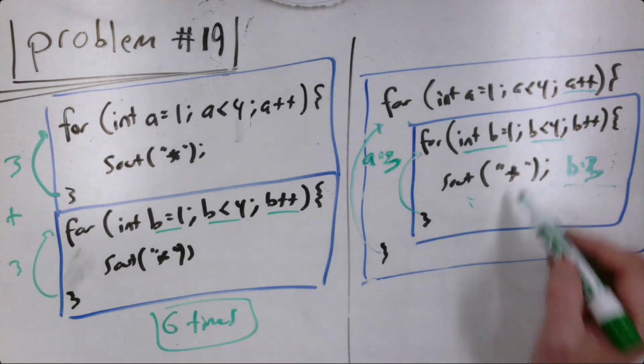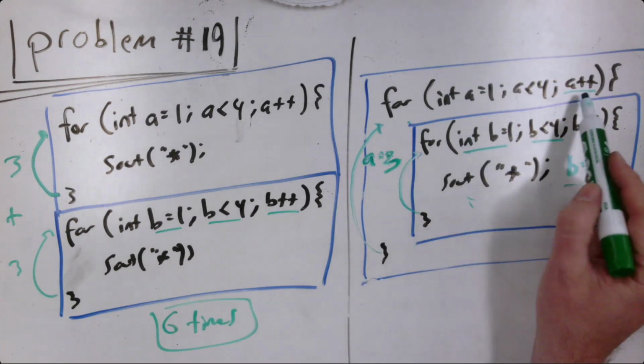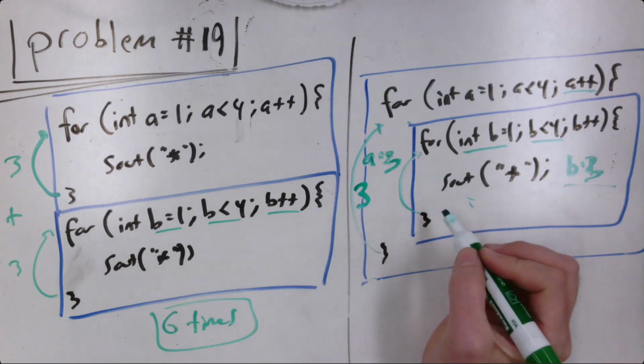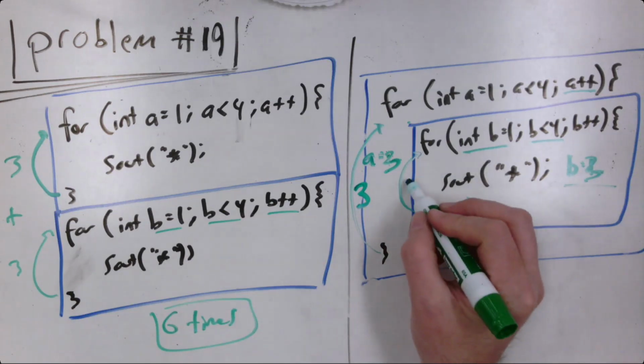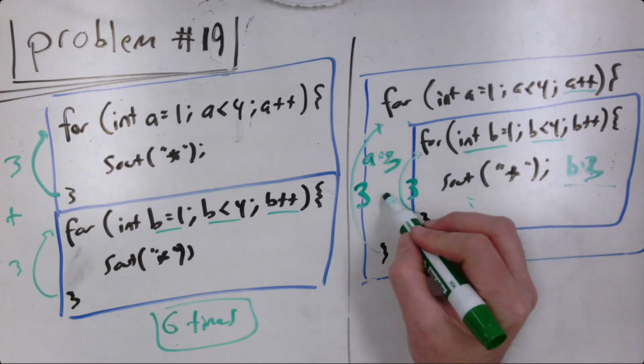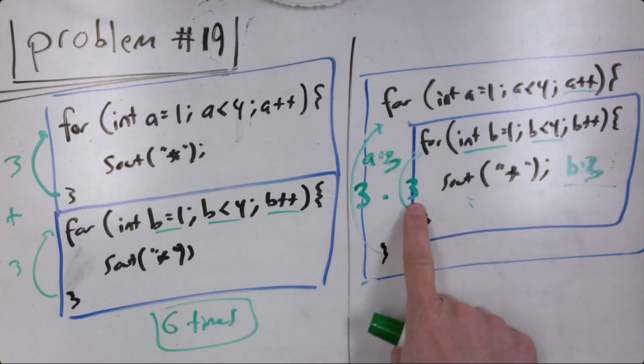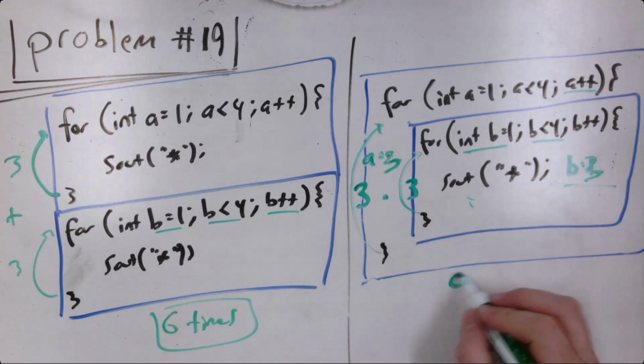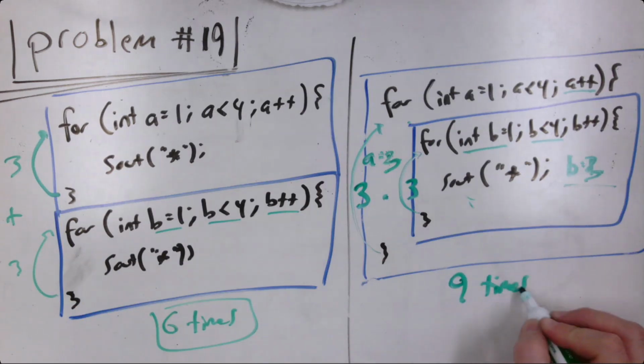So if this repeats 3 times for each value of the outer loop, let's see, the outer loop has 3 values. The inner loop repeats 3 times. So if we're repeating 3 times for each of 3 outer loop repetitions, that's 9 times total.